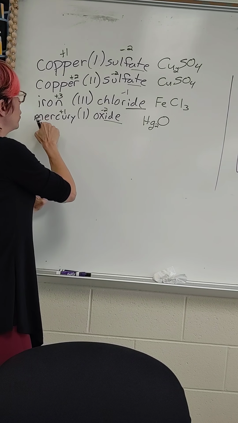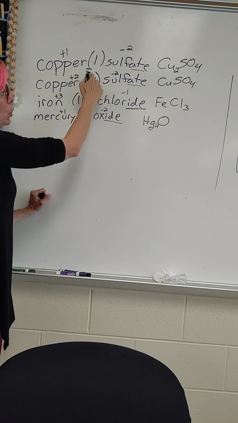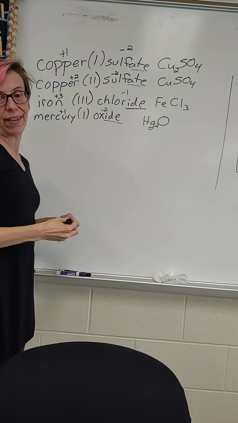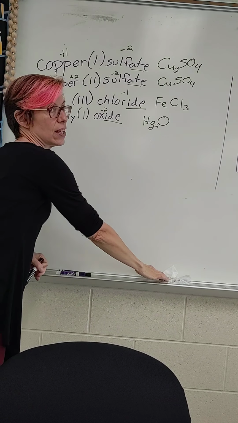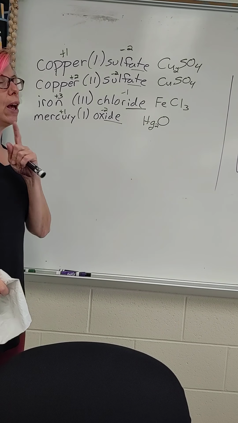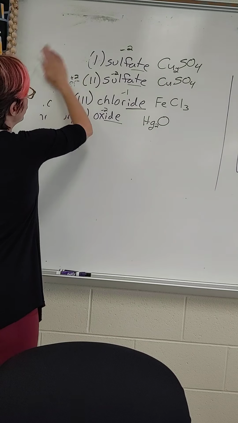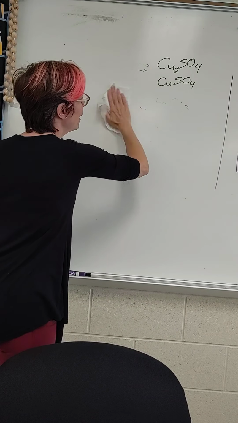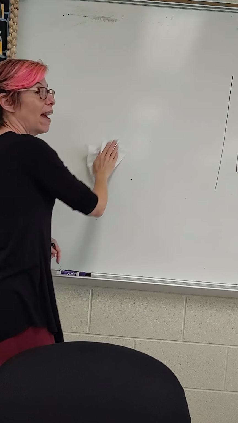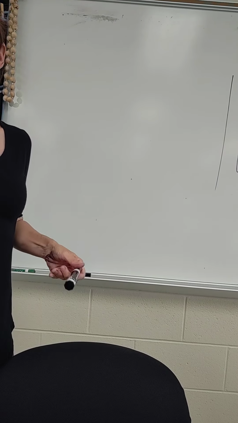All right? For the transition metal, you will be given the charge in the name. That's the system we use in this class. There are other systems, but we don't use those in this class. So that's how you write the formulas. But now, let's look and see how you write the names.